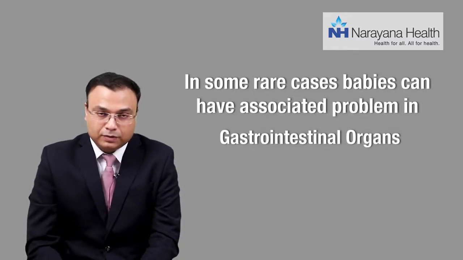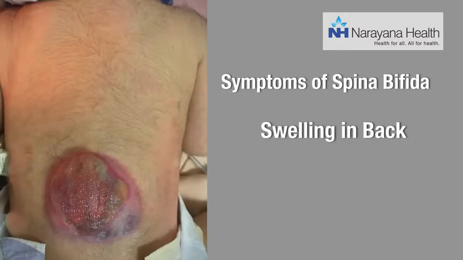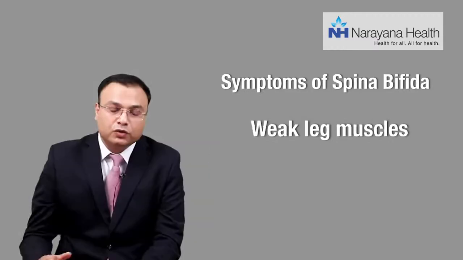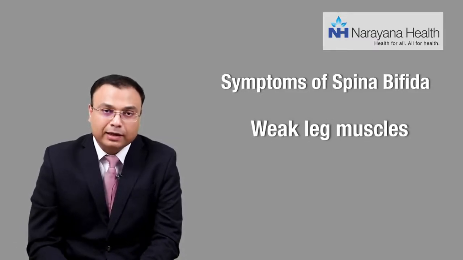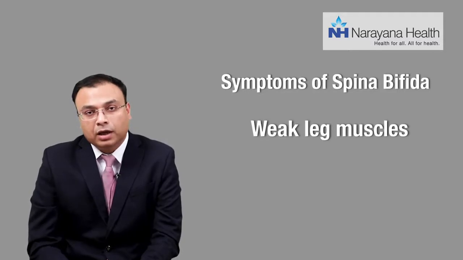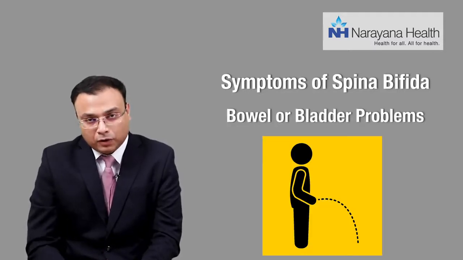Very rarely, this kind of babies can have developmental problems in other organs of the body, like heart and gastrointestinal organs. So apart from the swelling in the back or anywhere in the back, like from your cervical spine to lower spine, most of the time in the lower spine, this swelling is apparent, and these patients usually have weakness or less movement of the legs, and their control of their urine and bowels is also hampered.